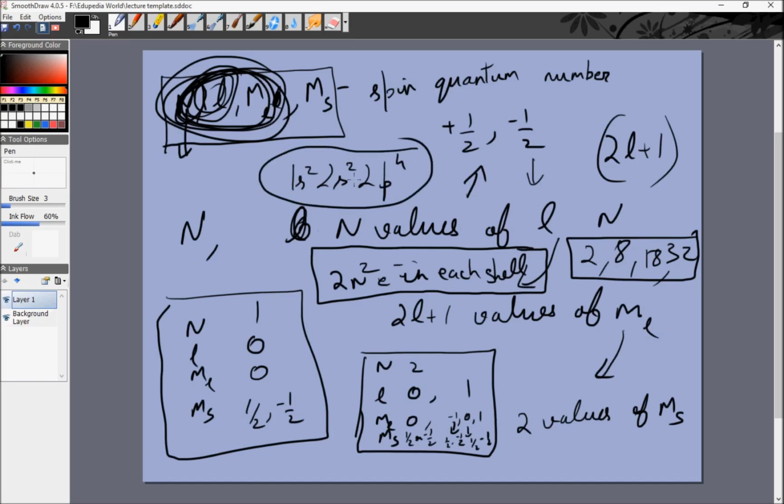This would say that there are 2 electrons in n is equal to 1, which is what it can handle. There are 2 electrons in n is equal to 2, L is equal to 0, and it can only handle 2. And there are 4 electrons in n is equal to 2, L is equal to 1, whereas it can handle a total of 6.